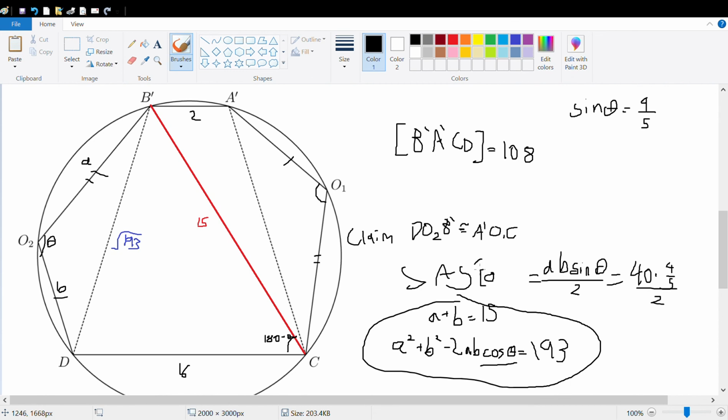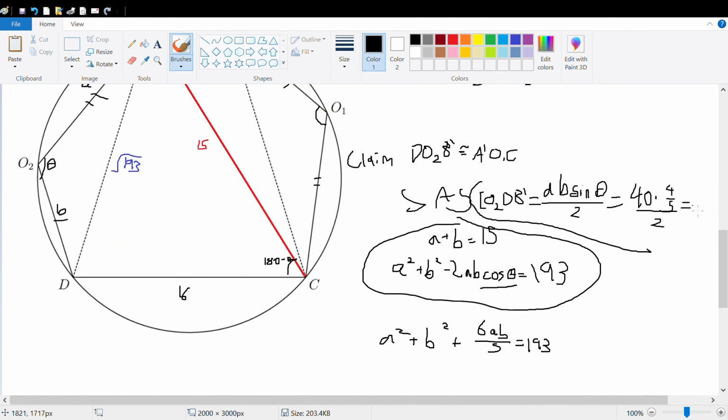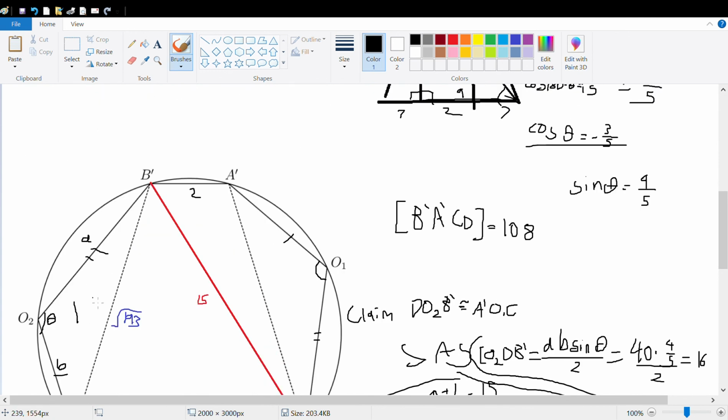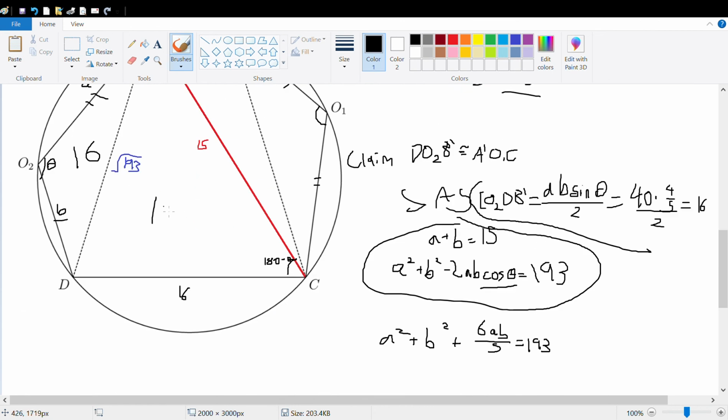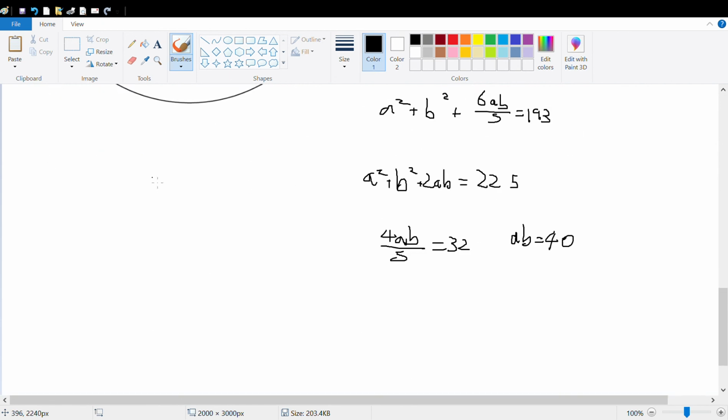Oh, this is a complete mess. I don't even know what this is. O2DB prime is this, which is equal to 16. So the area of this is 16. The area of this, as we found, is 108. The area of this is 16. Adding these all up, we have our final answer of 140.